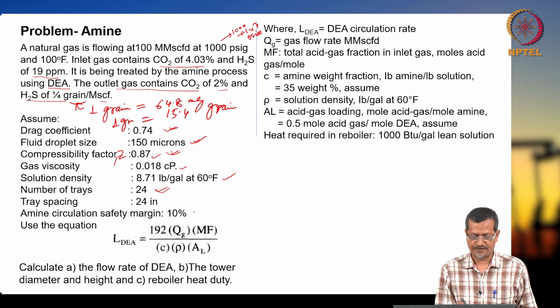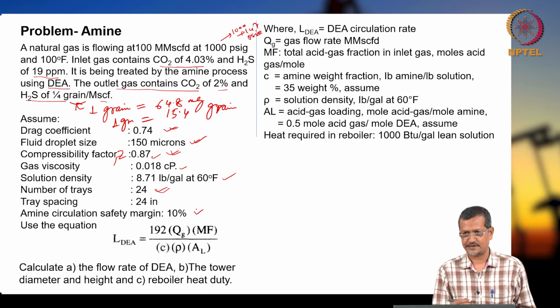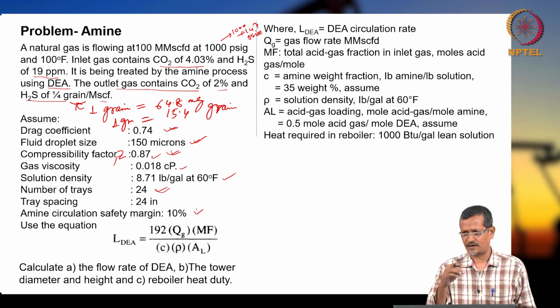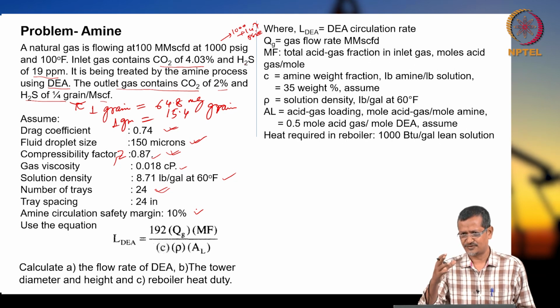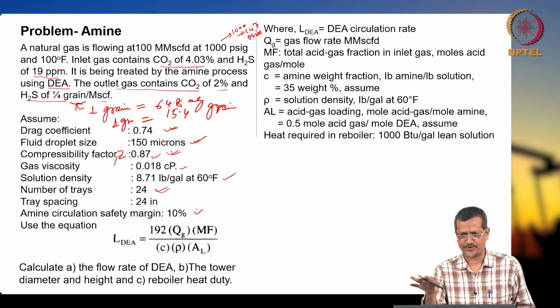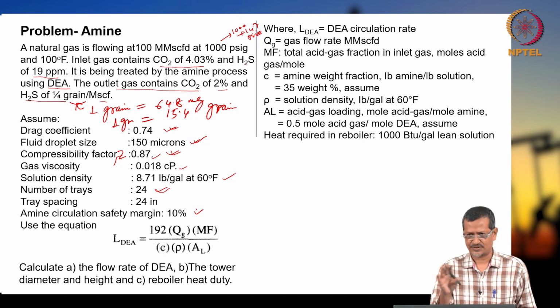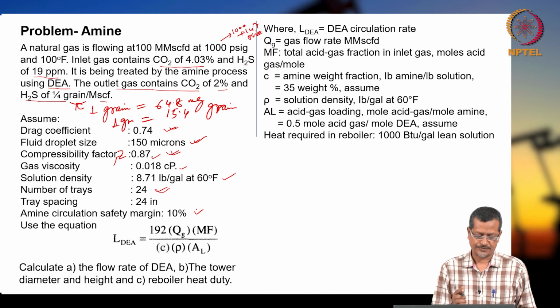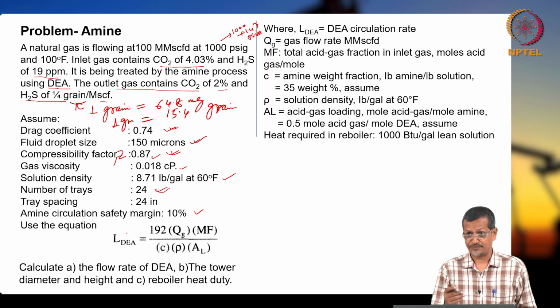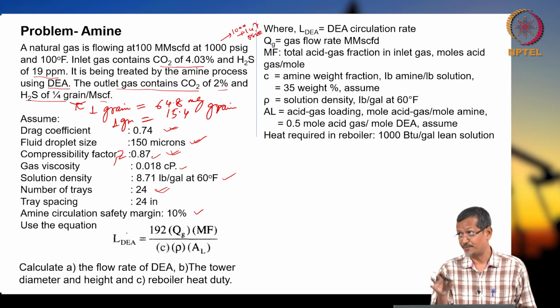Amine circulation safety margin: say if we need 100 liter of amine, with a 10% safety margin, it means you have to use 110 liter. Okay. So you are considering some loss and other things. From the calculation if we get 100, then you have to buy 110.